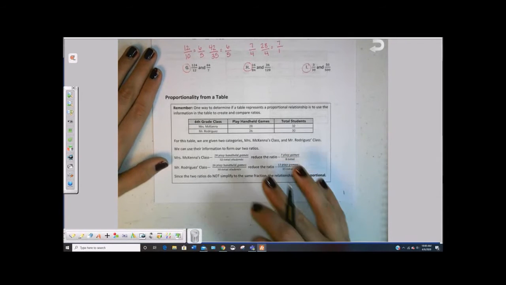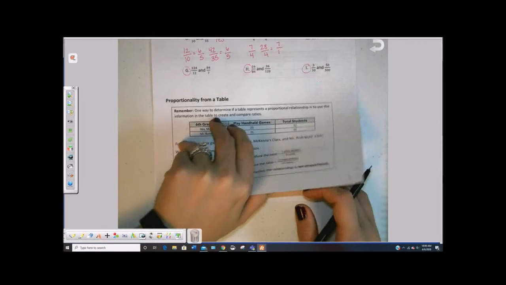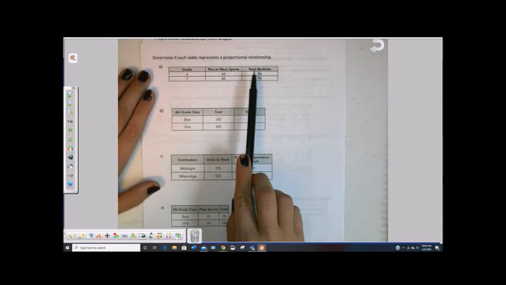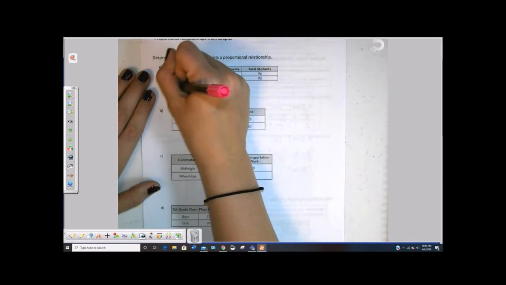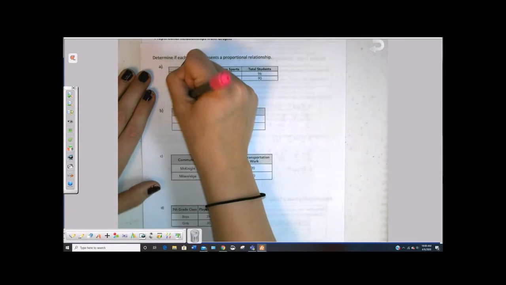And moving on to if we have a table. So this example down here is a really good one to look at to help you with the next page. But it's pretty much the same thing. You're going to set up a ratio and see if they are equivalent. If they're equivalent, it means that they're proportional. So looking at our table, we're going to be comparing sports to students. You're not comparing 6th grade to 7th grade. You're comparing sports to students.